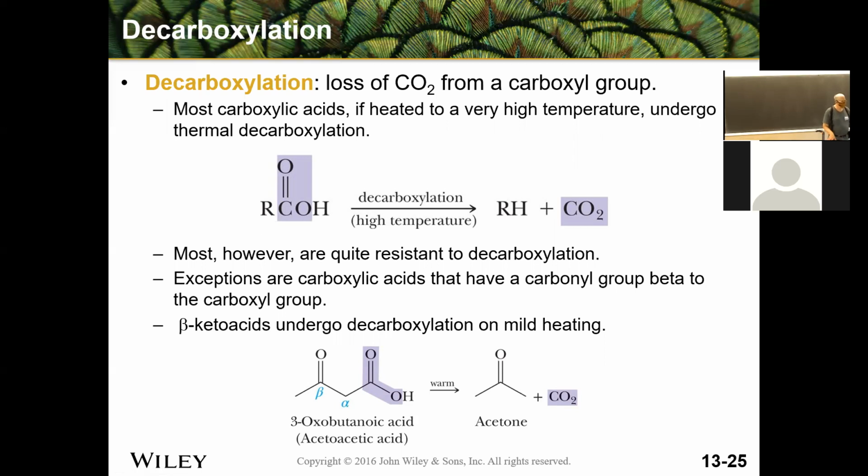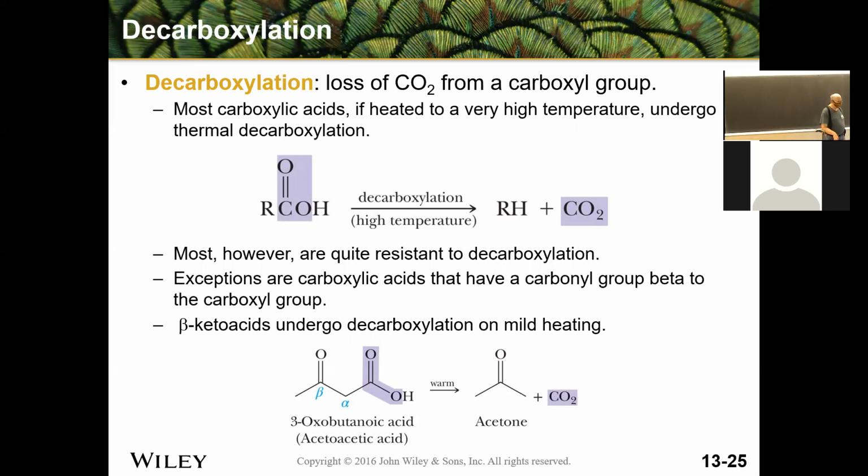Another reaction is called decarboxylation. Decarboxylation means loss of carbon dioxide from a carboxyl group. Generally, for most carboxylic acids, this is difficult to do. It requires a really high temperature to decarboxylate a carboxylic acid. Most are quite resistant to decarboxylation.